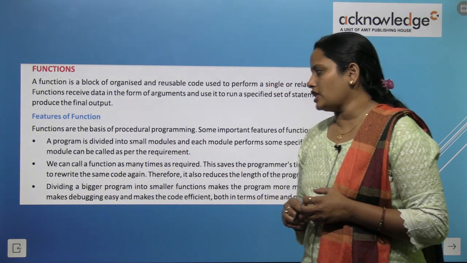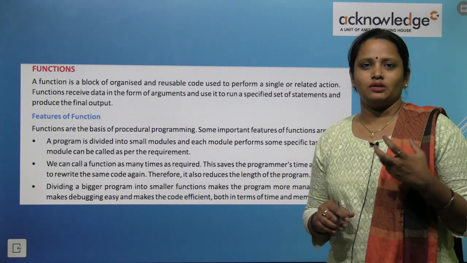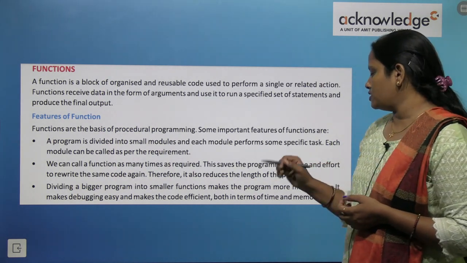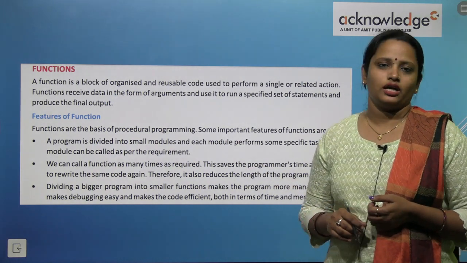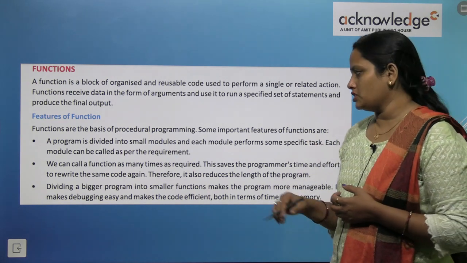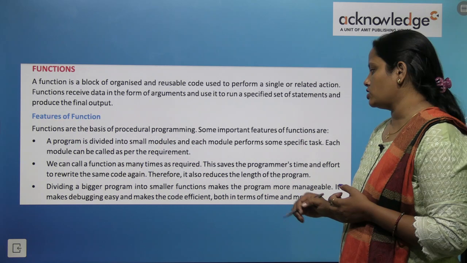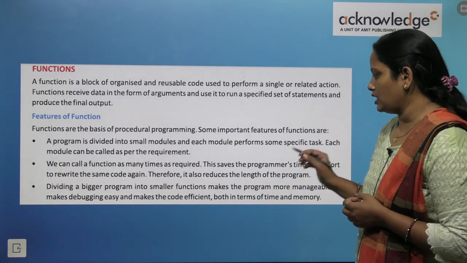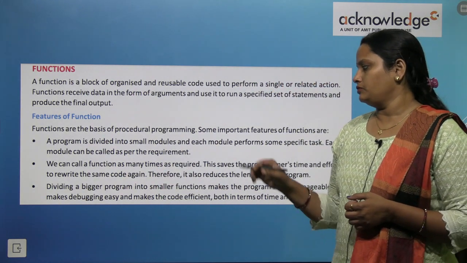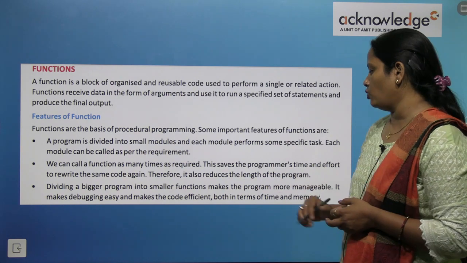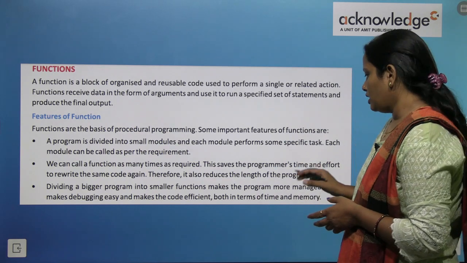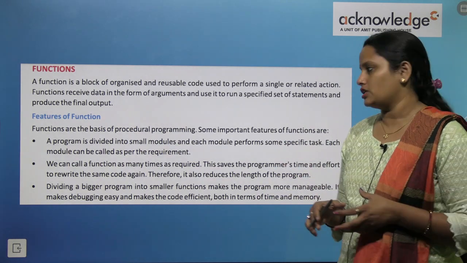We can call a function as many times as required. So as many times as we need the function, we can call it. This saves the programmer's time and effort to rewrite the same code again. So the programmer is saved from writing the same code again and again, and because of this feature it also reduces the length of the program. Dividing a bigger program into smaller functions makes the program more manageable. So when big programs are divided into small functions, our programs can be easily managed.